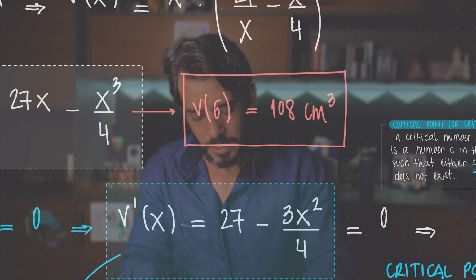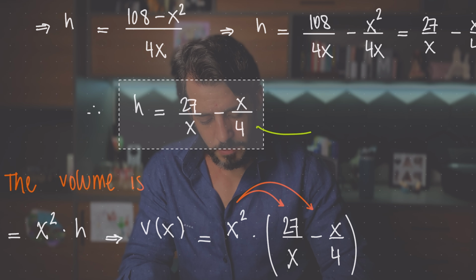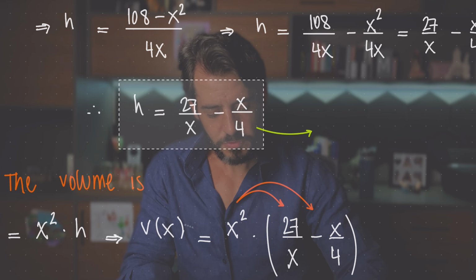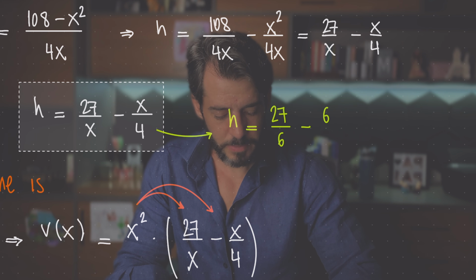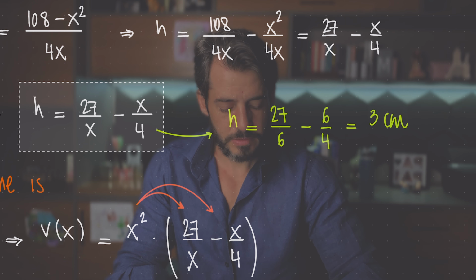Another question that might be asked is, what are the dimensions of the box? Which means that we need to find, in that case, h when x is equal to 6. So we have 27 over 6 minus 6 over 4, which is 3 centimeters. And that is it. That is how we use the second derivative test in order to prove that we actually got a max.